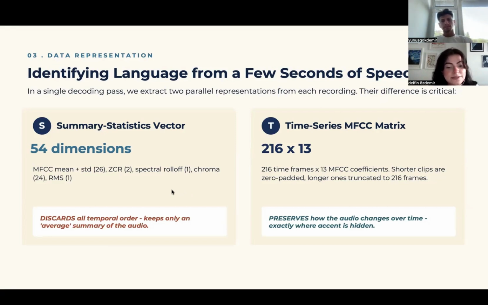And notice what it throws away. It discards all the time information. It tells you the average character of the sound, but not how the sound evolved moment to moment.